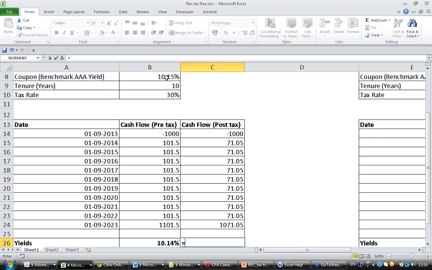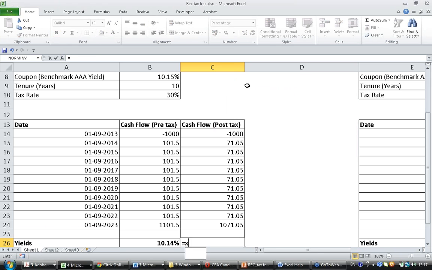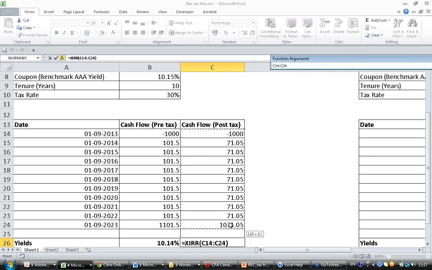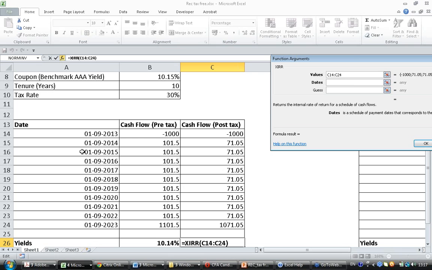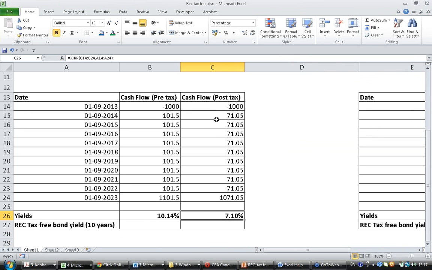Now let's find the yield on this bond, which is XIRR. There are two arguments to this. One is values. The values are the post-tax cash flows, and the other is the dates on which those cash flows occur. Once you do this, you will get the post-tax yield. So on a post-tax basis, you are likely to get 7.1% yield.